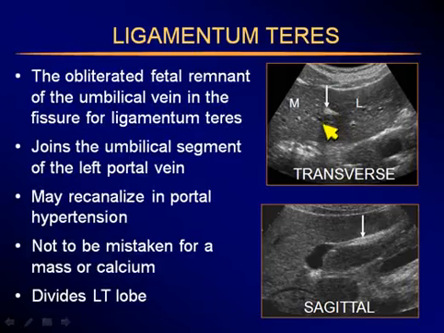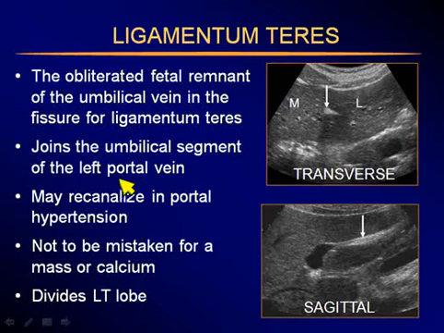Also notice that there's some shadowing behind this. And the reason that it shadows is not because it's calcified, and this should not be mistaken for a calcified mass, but it's because the ultrasound beam strikes this at 90 degrees, which is directly striking this fibrous cord, and that shadows behind it. As soon as you change the angle a little bit, that shadowing will disappear. If it was truly calcified, there would be shadowing no matter what angle you come from.